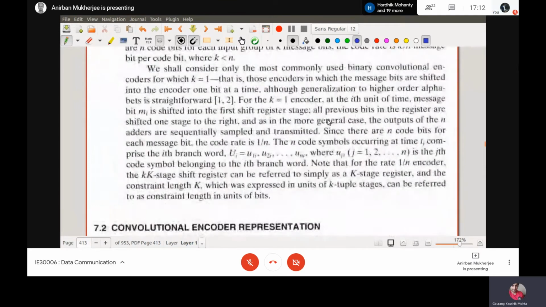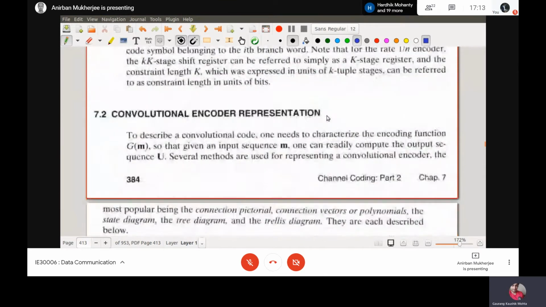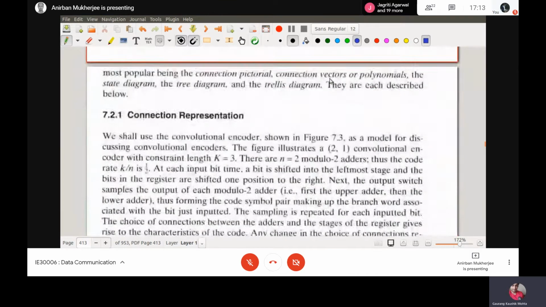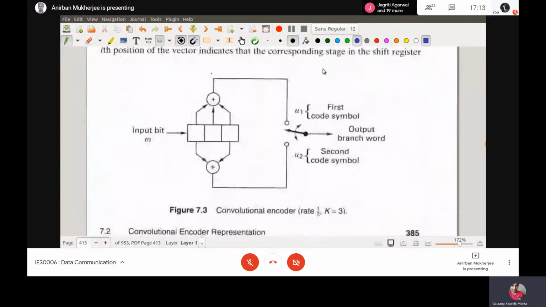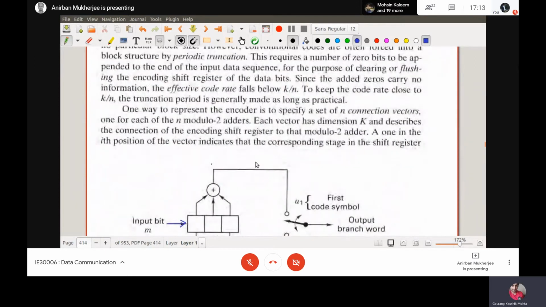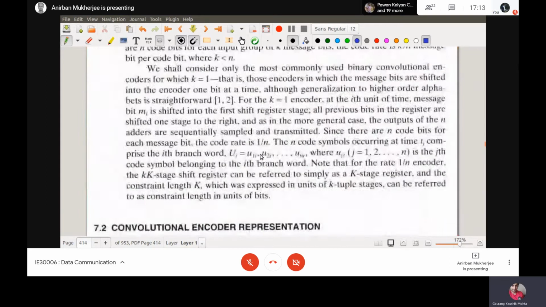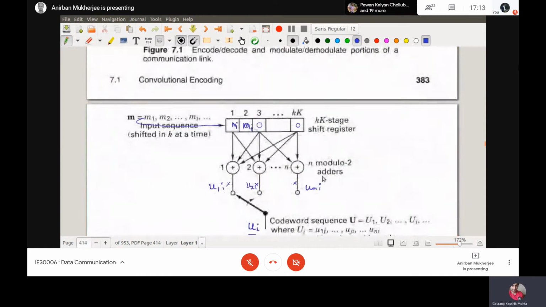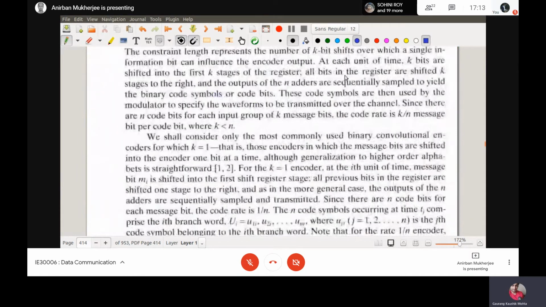So this is my convolutional encoder kind of thing. Let us take a simple convolutional encoder. Say I have an input bit. I have two adders. Earlier, in the previous case, there were n number of adders. Now they have taken n equal to 2, say one adder this side, one adder that side, for representation purposes.